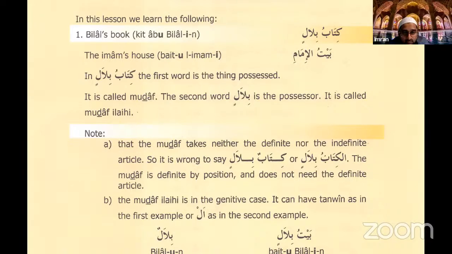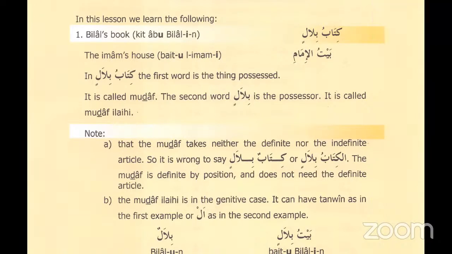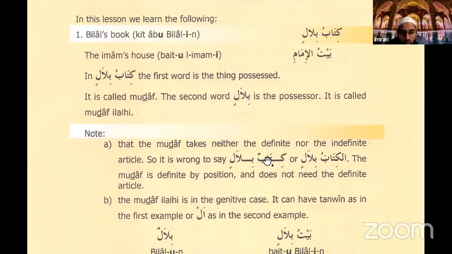Note that the mudaf takes neither the definite nor the indefinite. What that means: indefinite means tanween, kitabun, and definite means al-kitabu. When the noun is definite, you're referring to a particular book, al-kitabu. Indefinite means kitabun, a book. It could be any book. It could be a red book, math book, English book, science book.